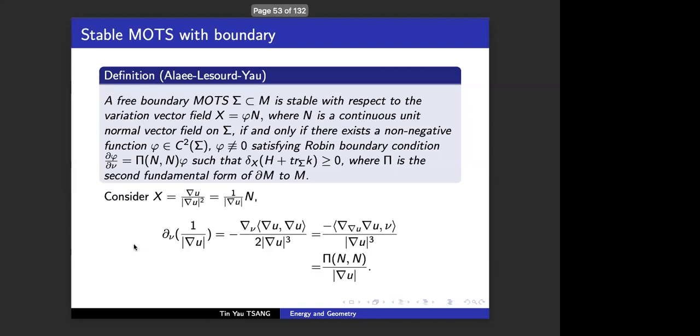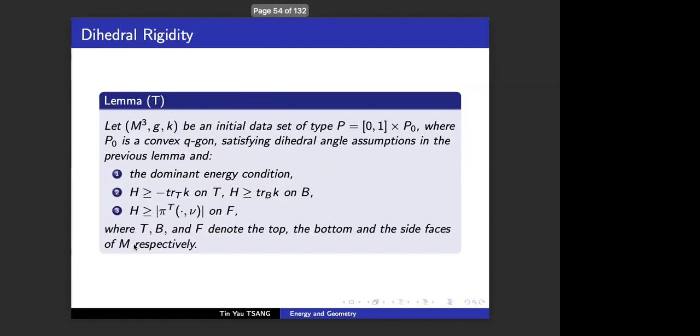What remains to check is the following. Because the level set flow means X must be 1 over the norm of the gradient of u times n, by direct computation we can tell it satisfies the Robin boundary condition. In particular, it means that each MOTS is really a stable free boundary MOTS. So it's very good. Now we can really arrive at the dihedral rigidity part.